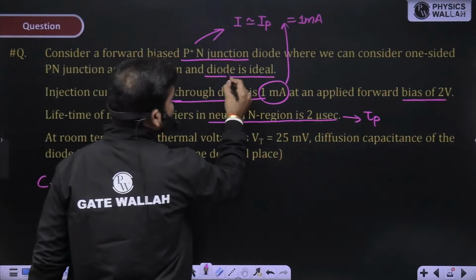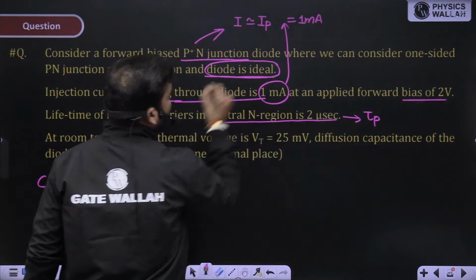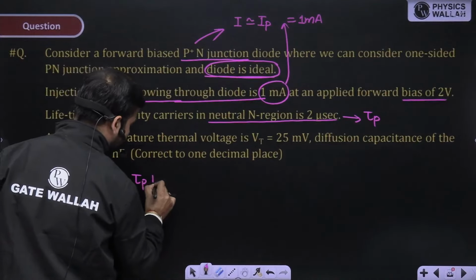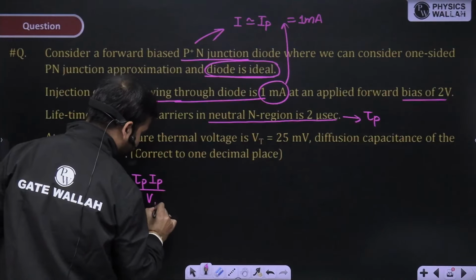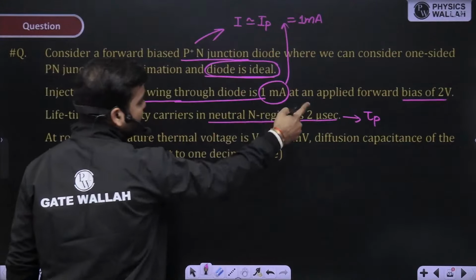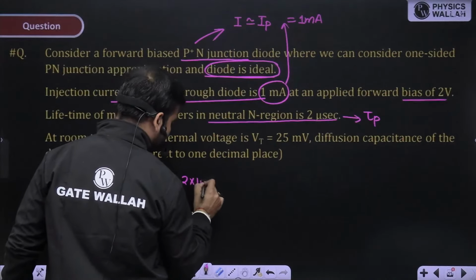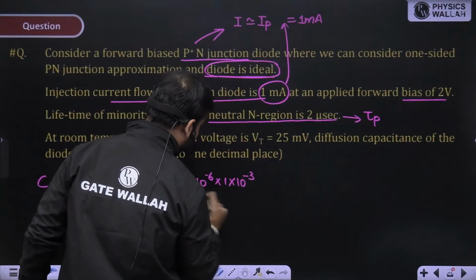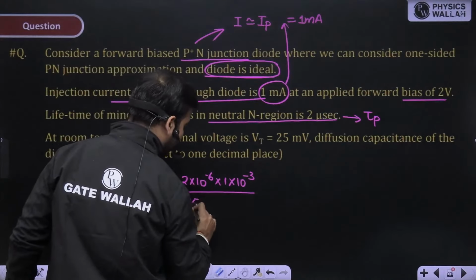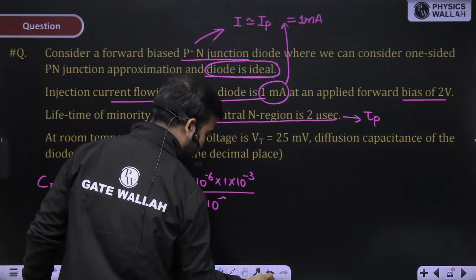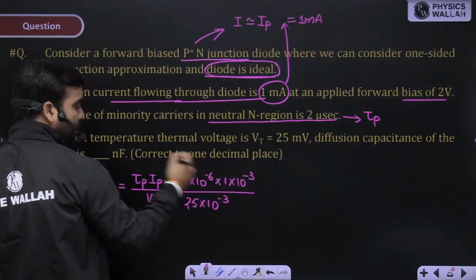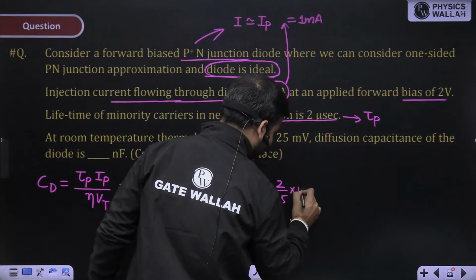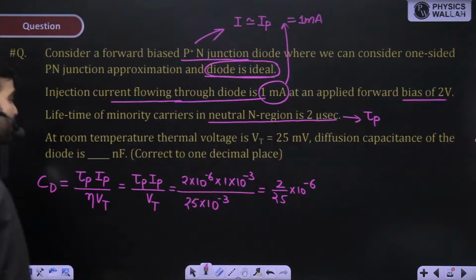Since it is an ideal diode, it is indicated. Ideal means eta equals 1. So just write tau P, IP upon thermal voltage Vt. Tau P is how much? 2 microsecond. IP is how much? 1 milliampere. Thermal voltage is how much? 25 millivolt. 10 to power minus 3, 10 to power minus 3 cancel. So it is 2 upon 25 into 10 to the power of minus 6. And this is CD.